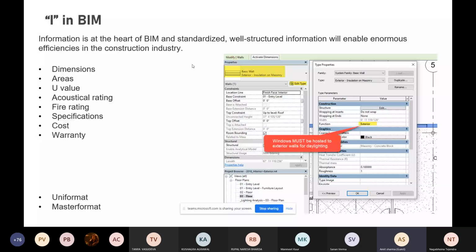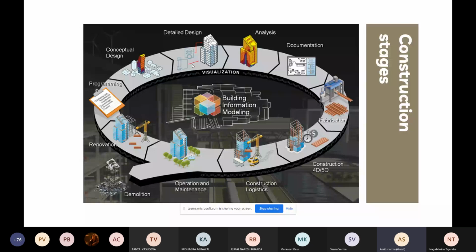Next, we have the construction, how we use BIM in different construction phases. We can use BIM from programming, from conceptual design to detail design. We can do analysis, documentation, fabrication, and the construction 4D and 5D model. I will explain every phase in detail, and at the end we have the record model.